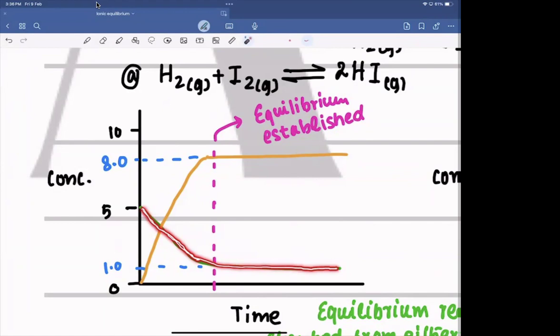Is this clear? Yes, sir. If you take the ratio of the reactant and product, it's 1:2. So it means if 1 mole of hydrogen is consumed, then 2 moles of hydrogen iodide will form. Initially there are 5 moles of hydrogen and iodine, and at equilibrium there is 1 mole of hydrogen and iodine. So how many moles of reactants are consumed? 4 moles each, right?